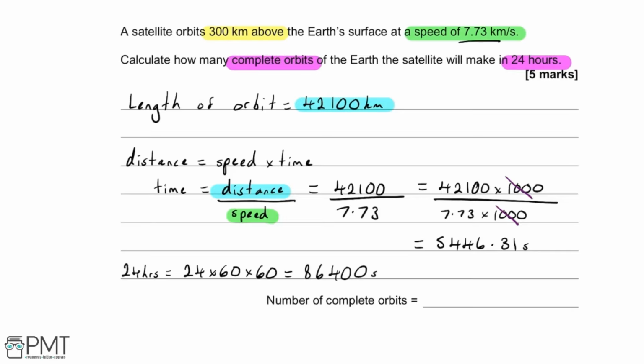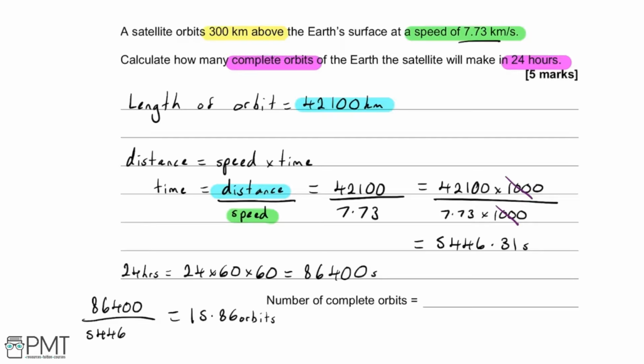And then all we're going to do is divide that by the answer that we got for one complete orbit, 5,446. You would use the answer button on your calculator so you could get the exact value, because you shouldn't round during a question, you should only round at the end. And that gives an answer of 15.86 orbits.